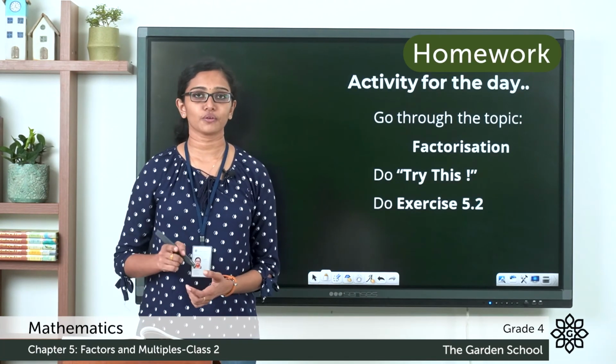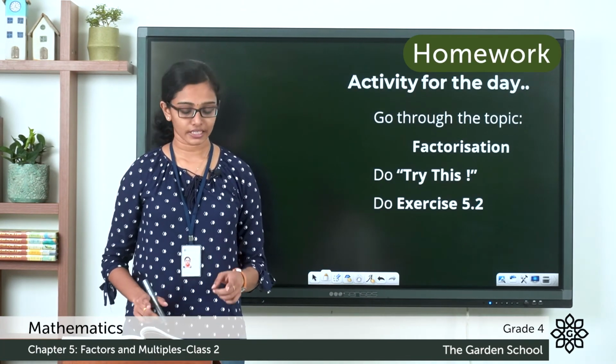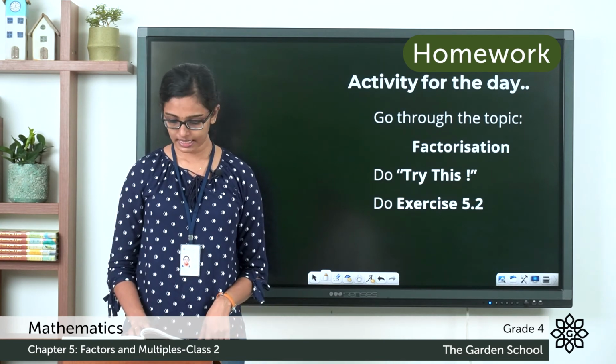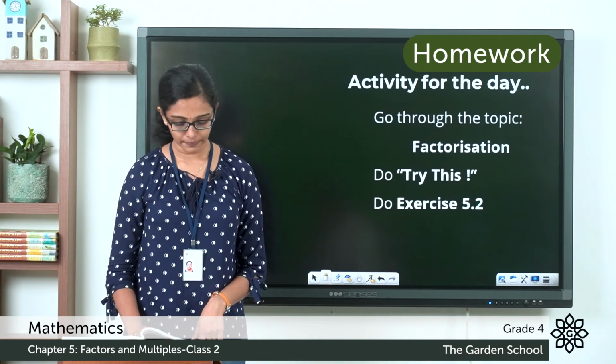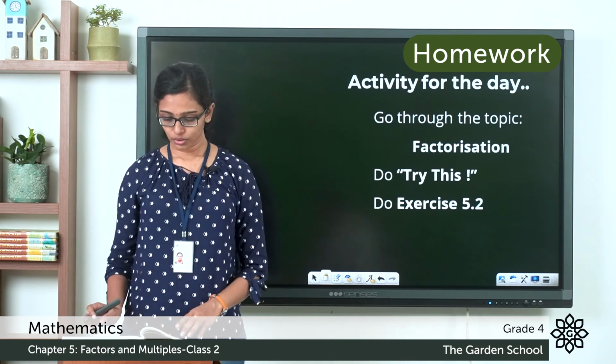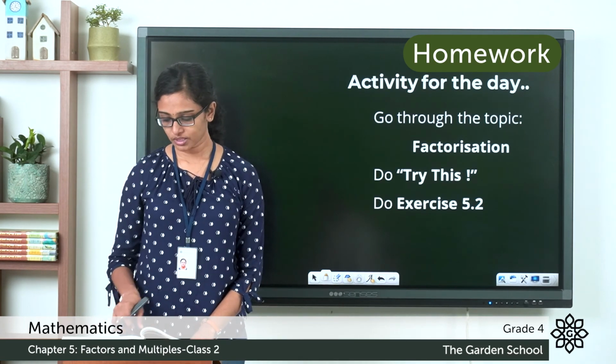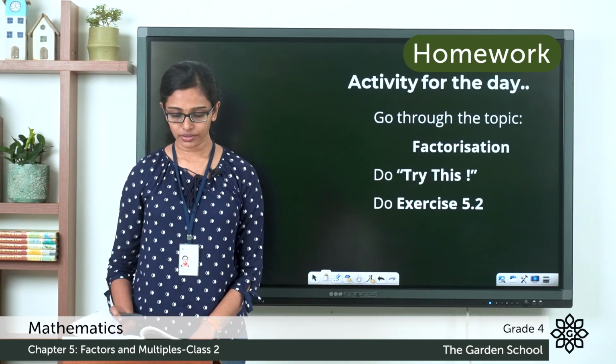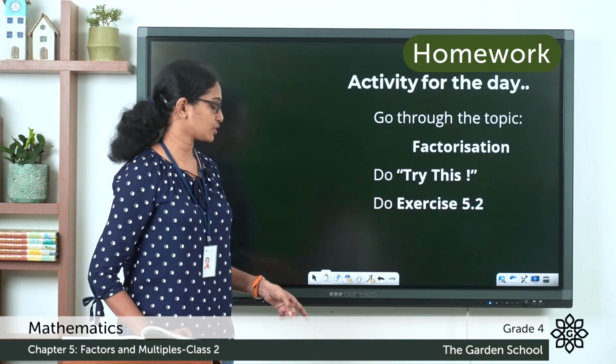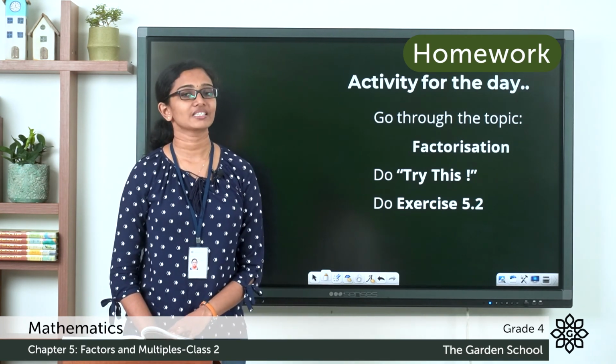Now as an activity for the day, you have to go through the topic factorization on page numbers 66 and 67 of your textbook. Then you have to do an exercise called Try This, which is on page number 67. Also move on to exercise 5.2. You have to complete all the questions in your notebook.